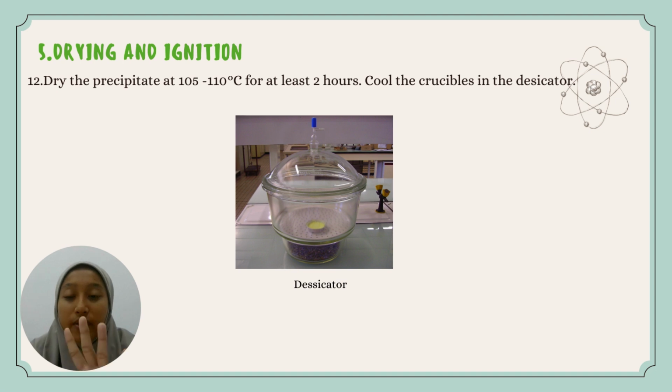Alright, the fifth part of the gravimetric analysis is drying and ignition. Basically, we will dry the precipitate at 105 to 110 degrees for at least 2 hours, and then cool the crucible in the desiccator, which is shown in the slide.